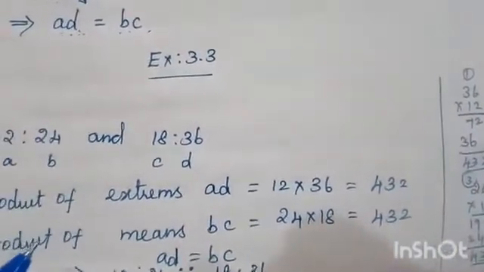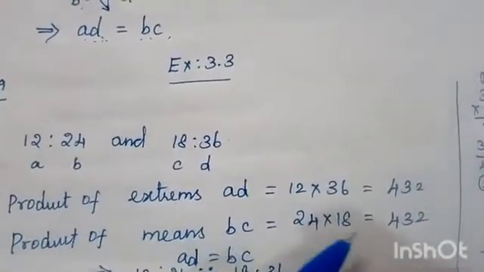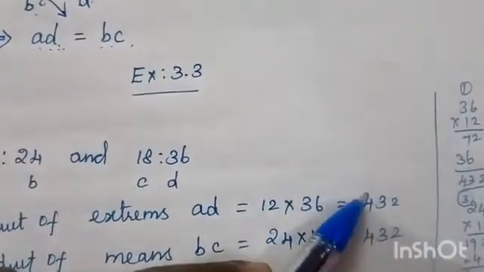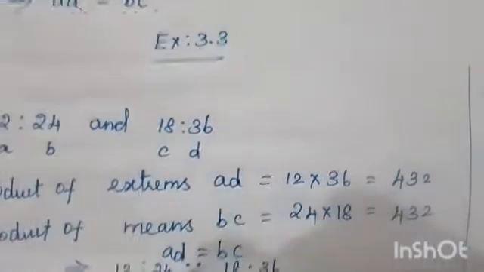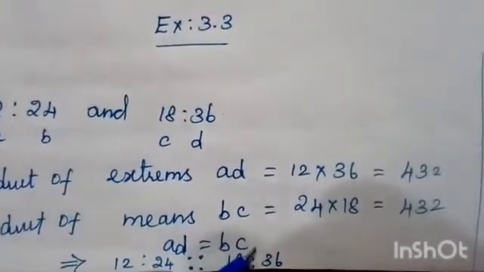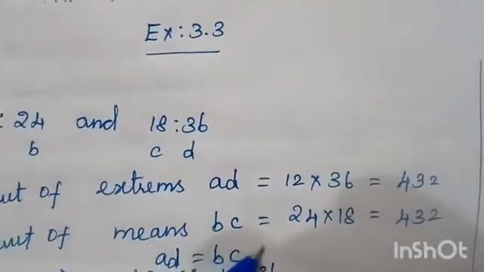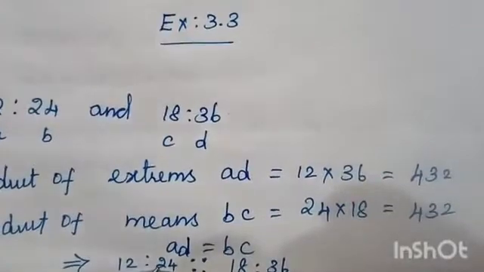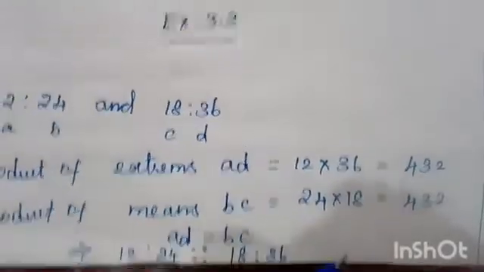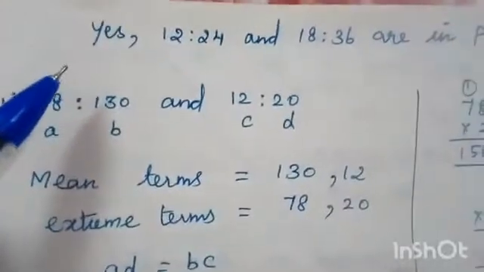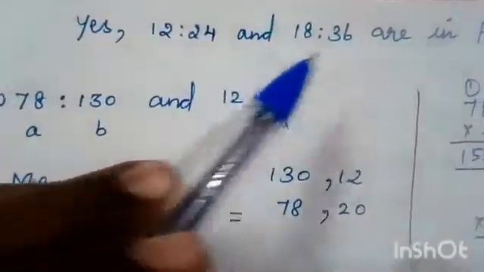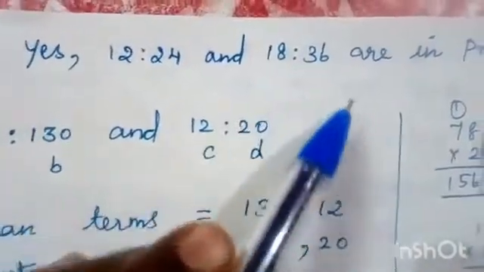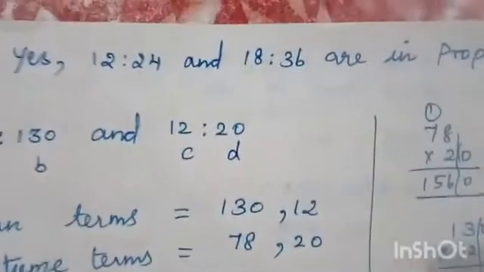In the same way, the product of means is the normal multiplication 24 into 18, which is also 432. These two answers are the same. So we conclude that the product of extremes is equal to the product of means. These two are extremes, these two are means. Product means multiplication. So 12 is to 24 is proportion to 18 is to 36. The question asks whether they are in a proportion. Yes, 12 is to 24 and 18 is to 36 are in a proportion.